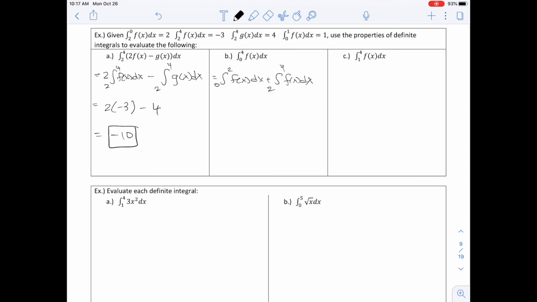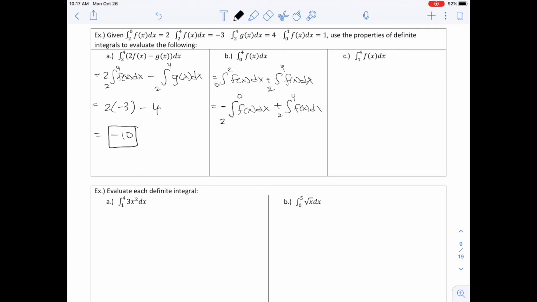But the only issue is that I don't have from 0 to 2. I have from 2 to 0. So remember that one that we changed up there that had the error in it? I'm going to switch this and say this is going from 2 to 0. When I switch those limits of integration, the top and the bottom numbers, that's going to change that sign out in front, and it's now negative. So this is negative f of x dx going from 2 to 0 plus the integral from 2 to 4 of f of x dx.